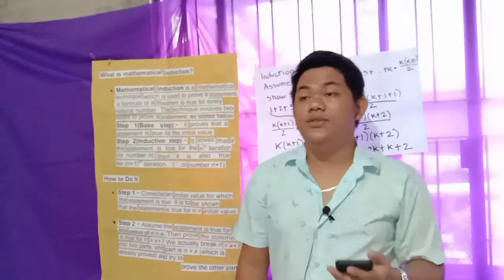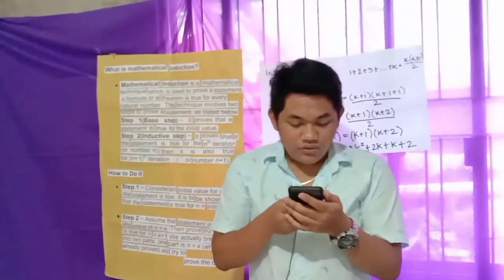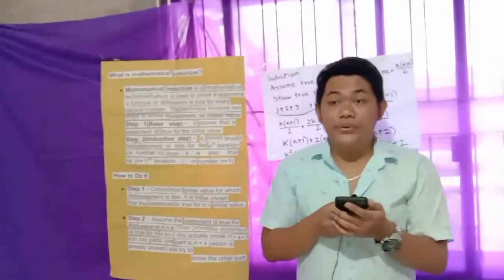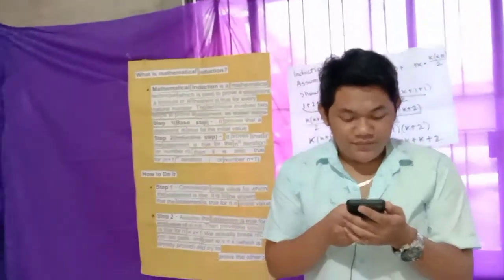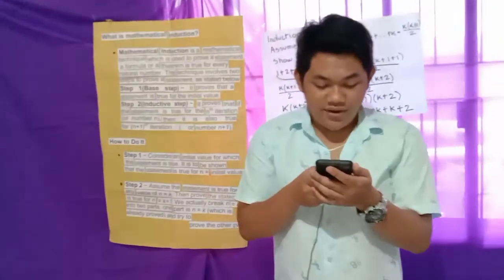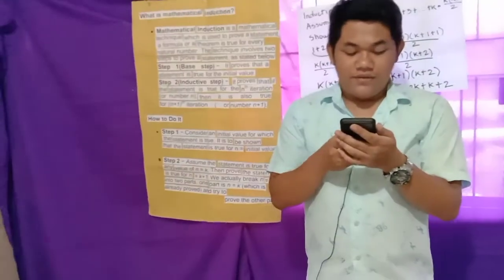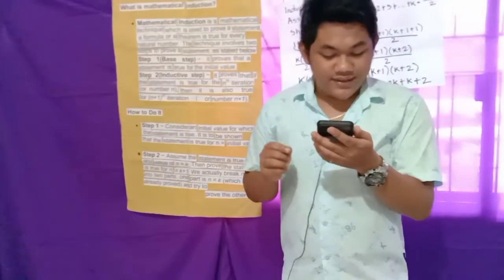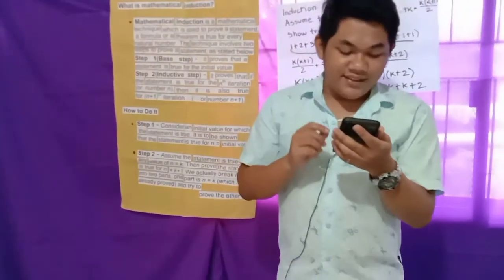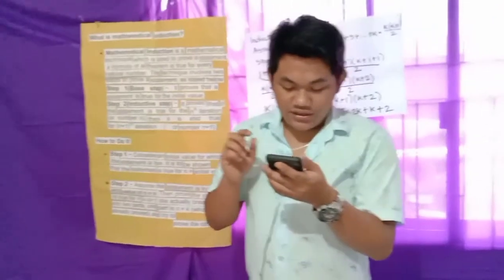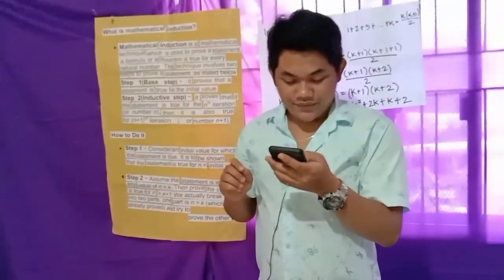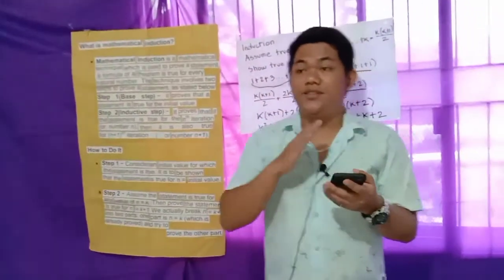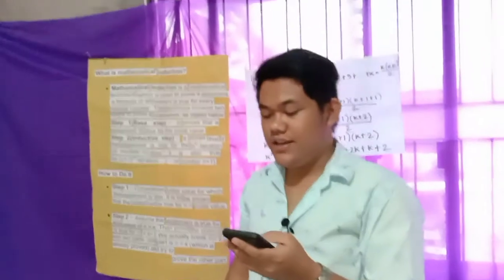Number 2, 1 to the power of 3 plus 2 to the power of 3 plus 3 to the third power plus up to n cubed equals n cubed times parentheses n plus 1 squared over 4. I will give you 15 minutes to solve this problem.